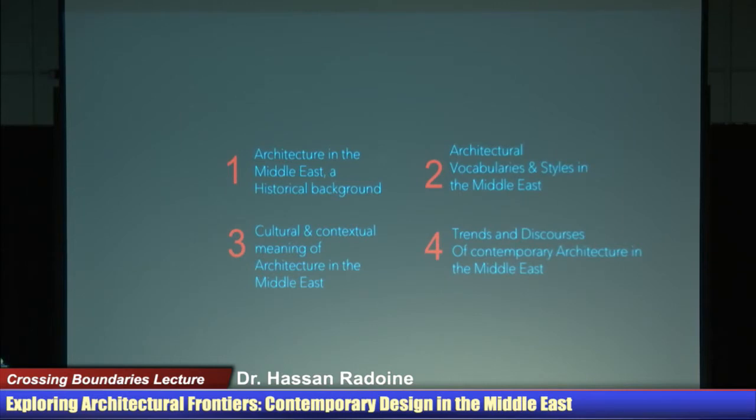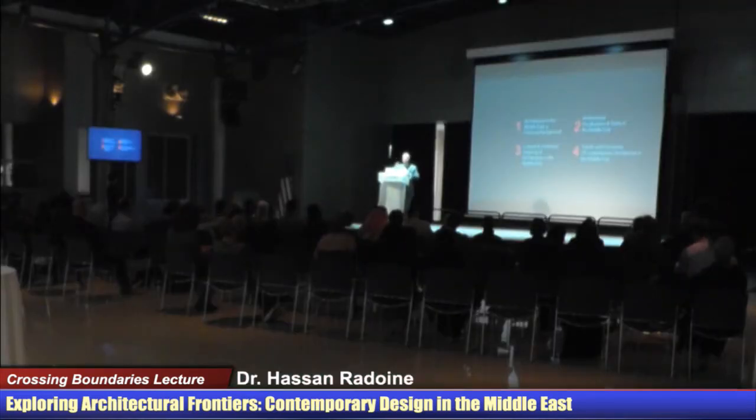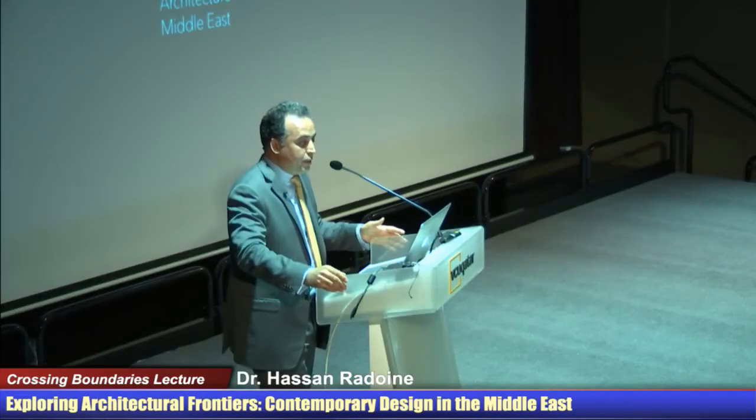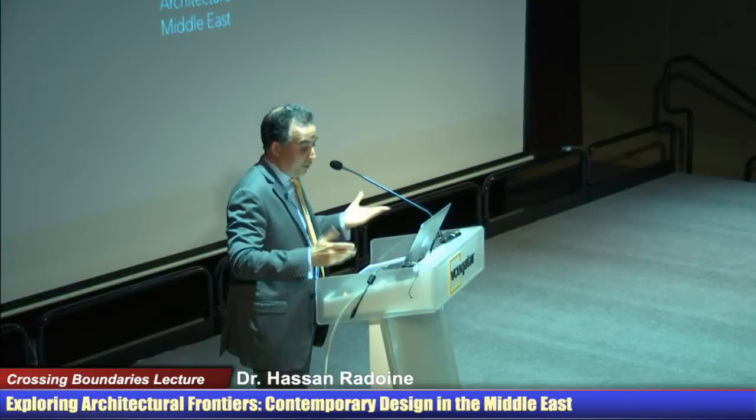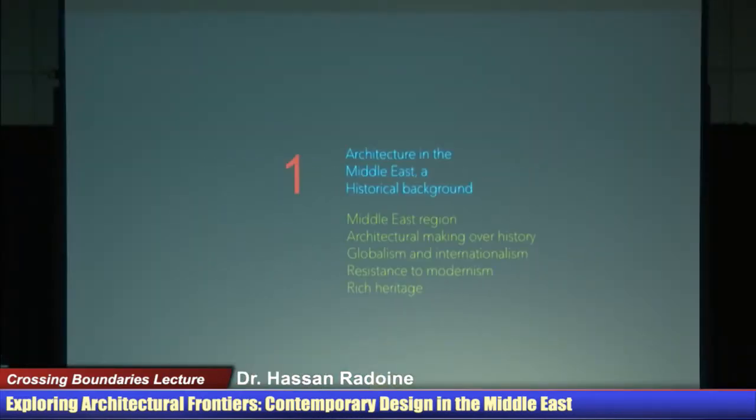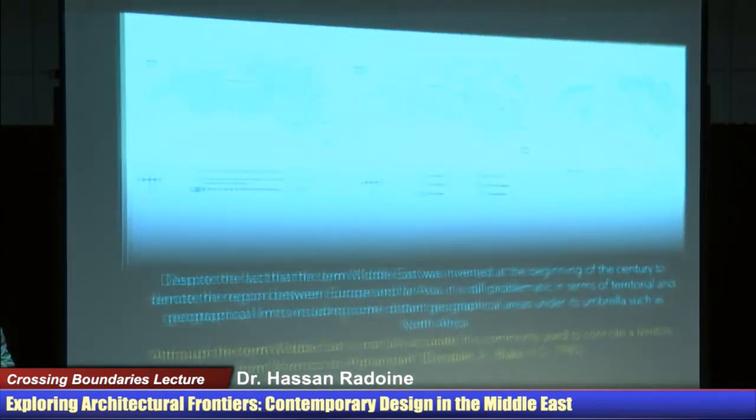And the third part is the cultural and contextual meanings. No single form in architecture, a wall or a window or an opening or a door, does not have a signification, does not have a mental construct among local people, the way they perceive that space or that physical boundary. The fourth part is the trends and discourses. What are now these trends and discourses? I don't want to be long.